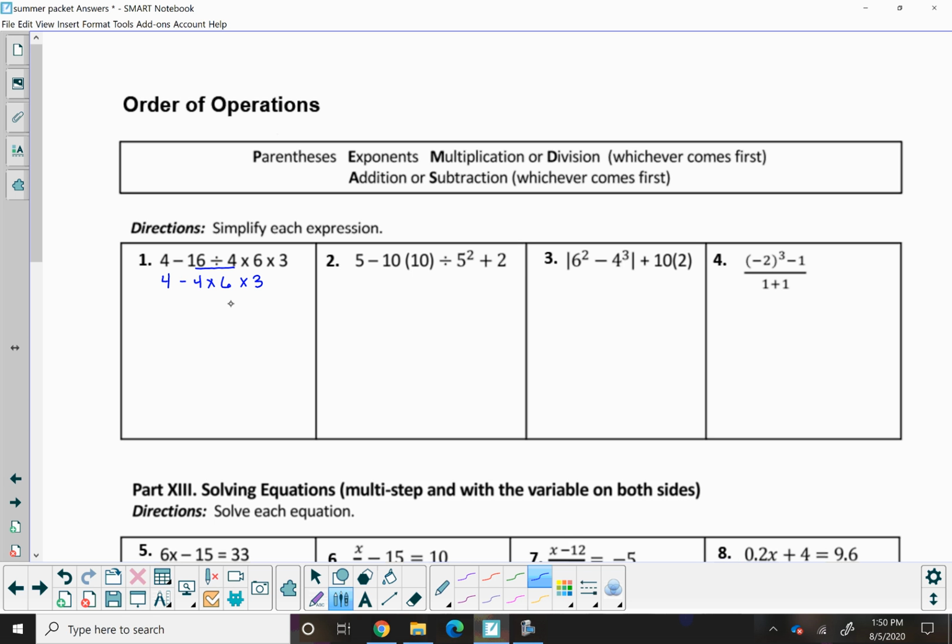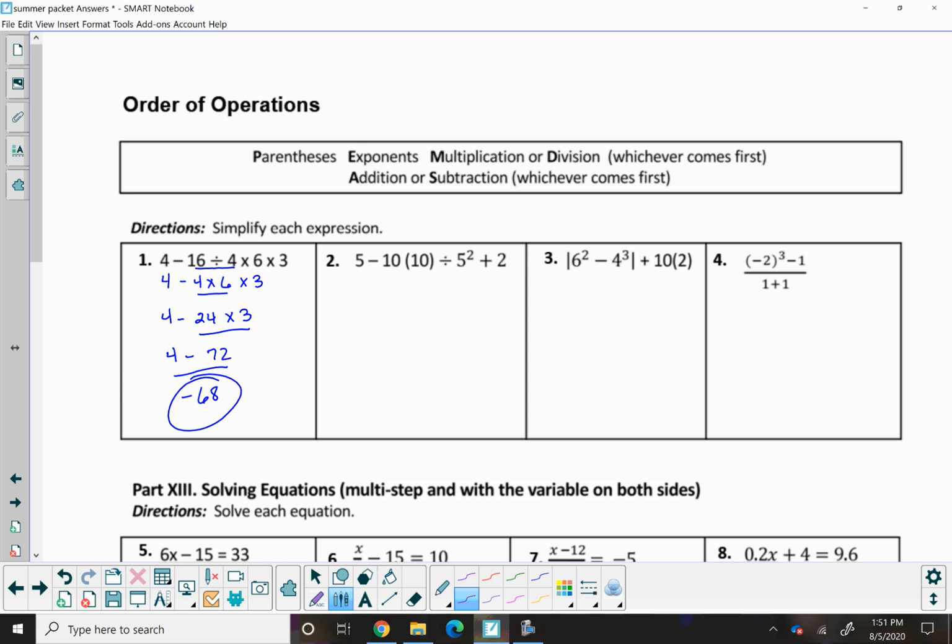Next thing I'm going to do is the multiplication. So 4 minus 24 times 3. Now I still have to do the multiplication. So I have 4 minus 72, and that one is going to be negative 68. Okay, the next one.